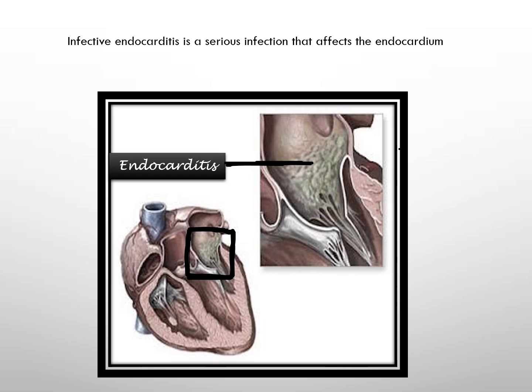Infective endocarditis is a serious infection that affects the endocardium, which is the inner lining of the heart chambers and heart valves. This condition occurs when pathogens enter the bloodstream and attach to the areas of the heart, leading to infection and inflammation. Infective endocarditis can damage heart valves, cause the formation of blood clots, and potentially lead to life-threatening complications.